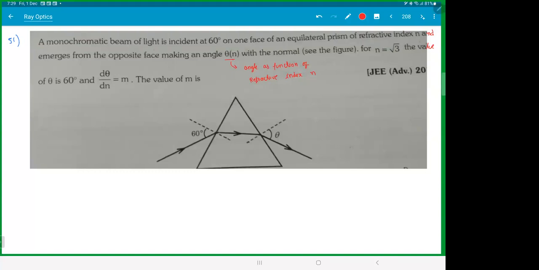Take a minute or two. Just first try to understand the question. First understand what it is asking. Then explain the question. Then let's try. The answer is an integer. We're still talking about prisms only. Yeah?